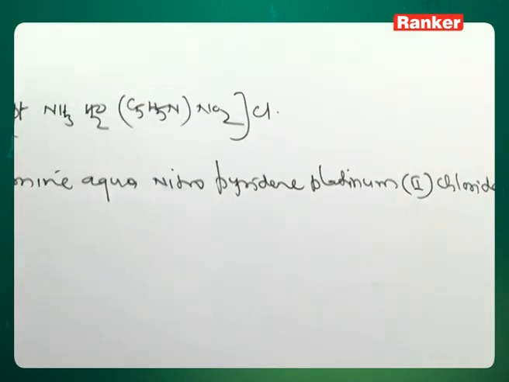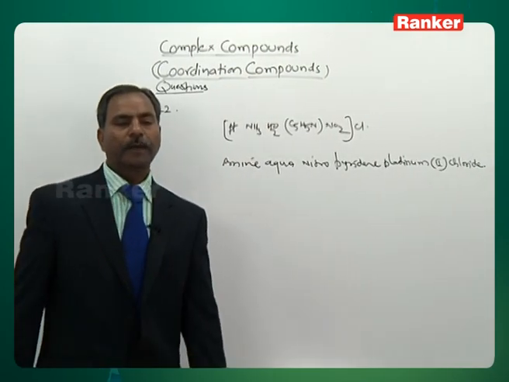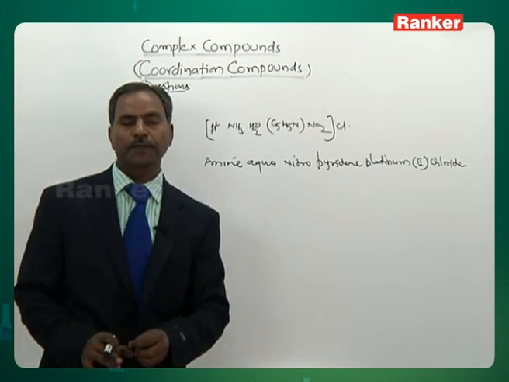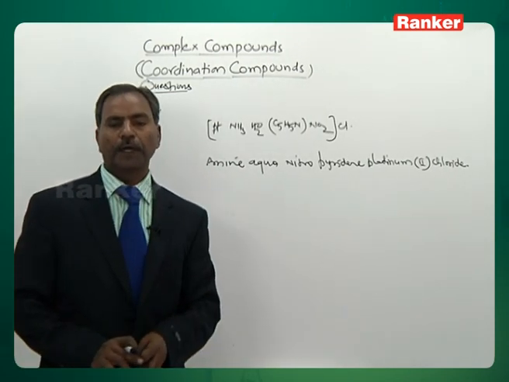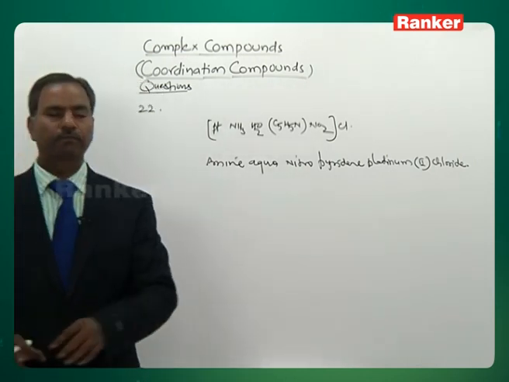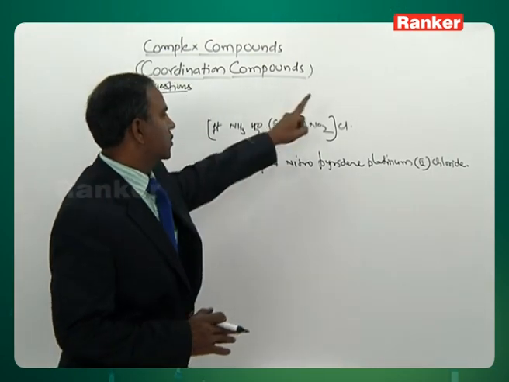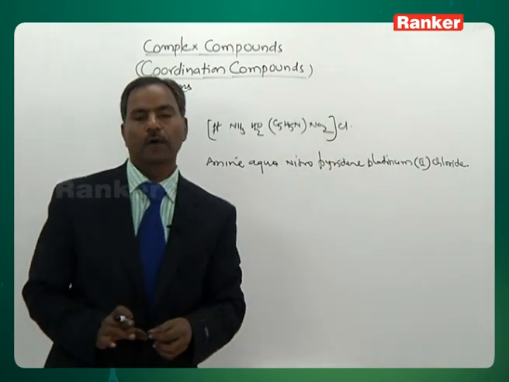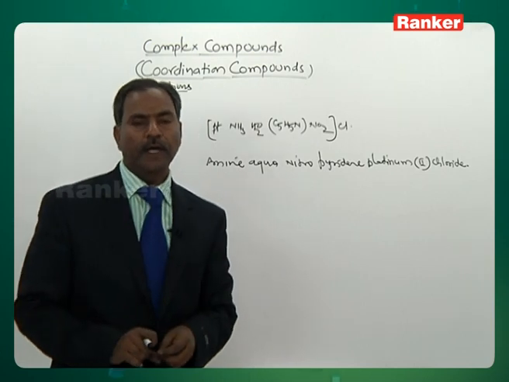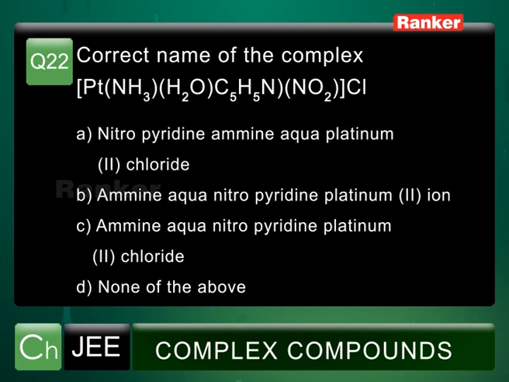Now let us check the options. Coming to the first one, nitropyridine, amine, aqua, platinum 2 chloride. First you have to follow the alphabetical order. Amine has to come. Coming to option B, amine, aqua, nitropyridine, platinum 2 ion. Ion is said. The entire name is correct, but he said ion. Ion means there should be a charge over the complex, but there is no charge. So coming to option C, amine, aqua, nitropyridine, platinum 2 chloride. This is the correct naming of this complex. Therefore, answer is C.